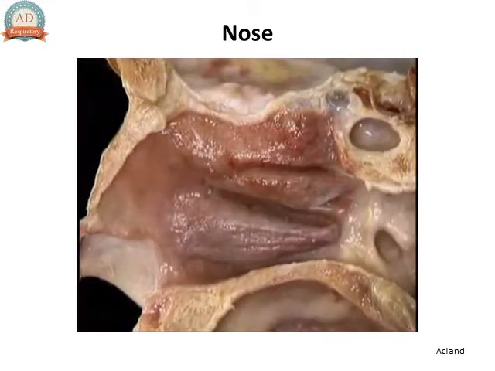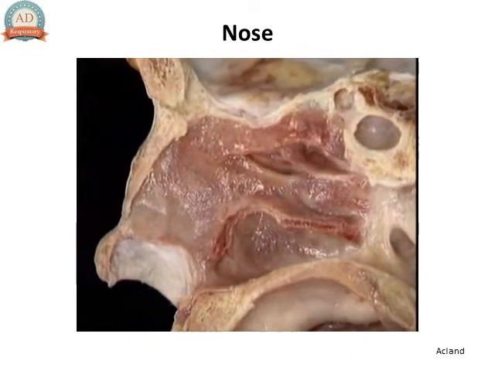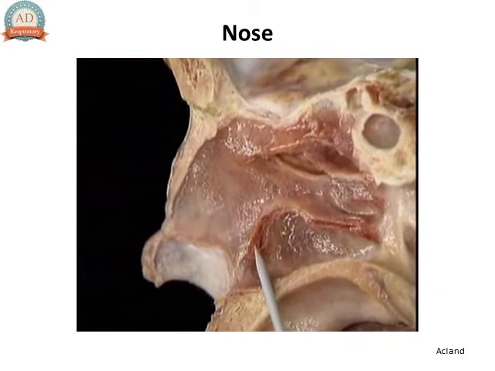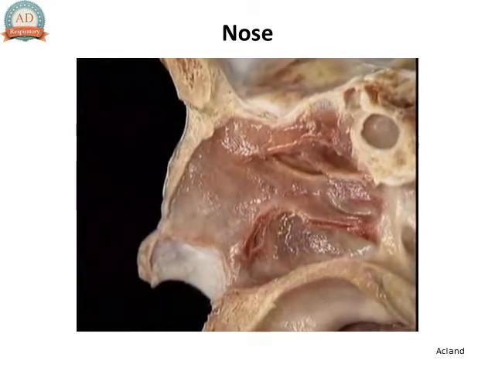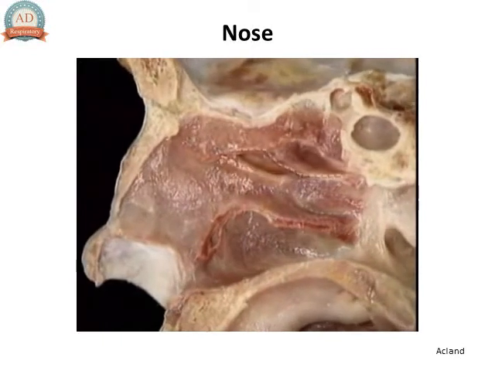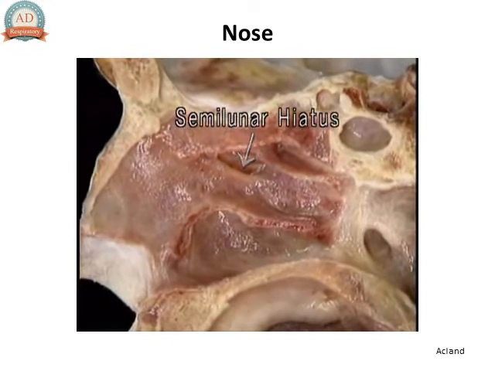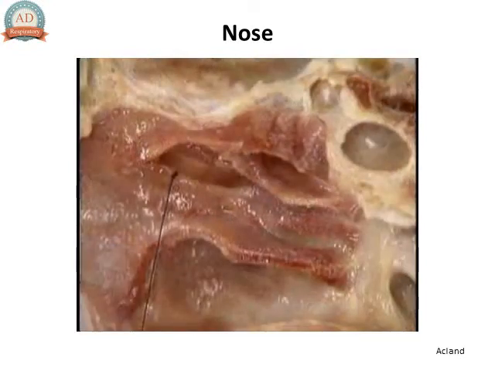We'll remove the conchae. The inferior concha was here. Here beneath it is the opening for the nasolacrimal duct. Beneath the middle concha, which was here, is a deep groove called the semilunar hiatus. To see where this leads, we'll retract its lower border with this thread.